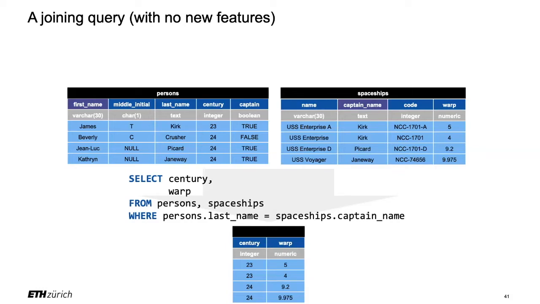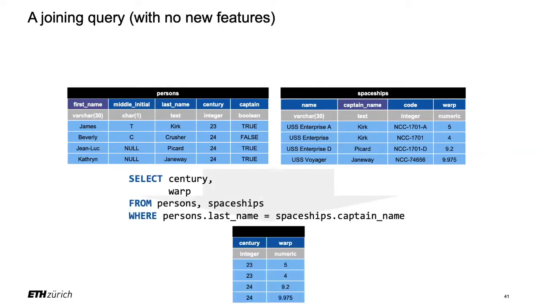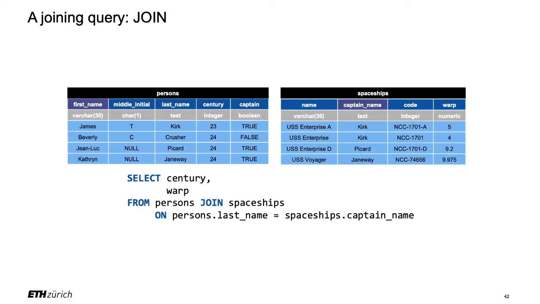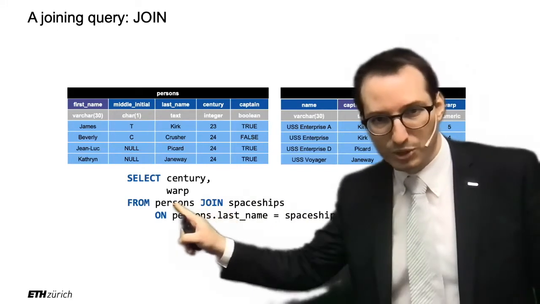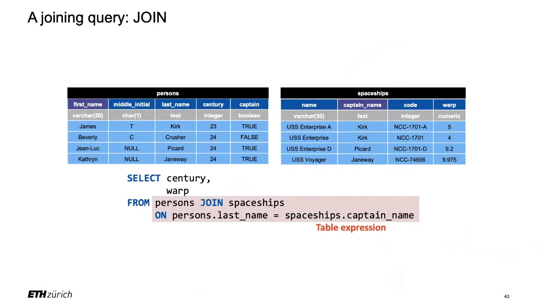But it turns out that SQL has an alternate syntax that allows you to do exactly the same thing. You just, instead of the where clause, you put the theta predicate in the from clause. So you basically say persons join, now it's explicitly a join, persons join spaceships on person's last name equals spaceships captain name. This is called the table expression. So it basically means that now we are looking at the from clause specifically, and we are seeing that the from clause can actually be more complex than just one table name as it was before. This is called the table expression. And we can also do a lot of things in there to prepare the table in the from clause.